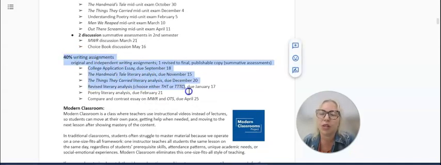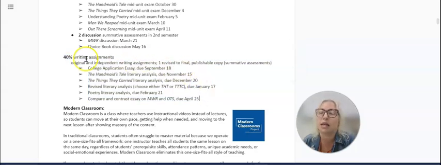The other 40% of your grade is the writing assignments, and these are original and independent writing assignments. One you're going to revise to final publishable copy, and that is the one that IB folks are going to use as they submit their higher level writing assignment.